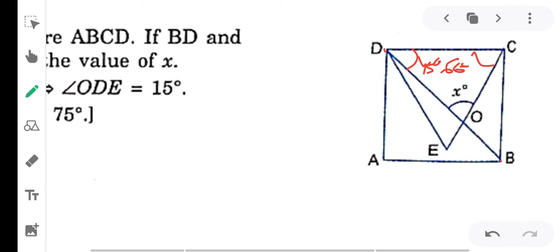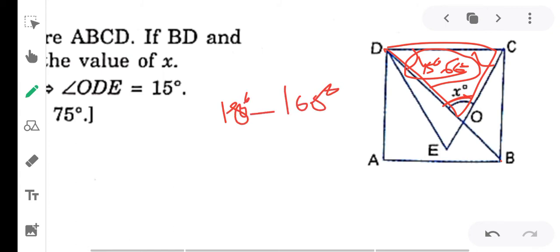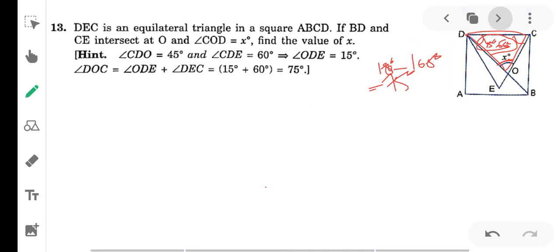Because DCE is an equilateral triangle, angle DCE is 60 degree. Now in triangle DOC, these two angles are 45 degree and 60 degree given. Now this angle will be 180 minus 45 plus 60 degree, that means 180 minus 105 equal to how much? 75 degree. Clear? Next question.